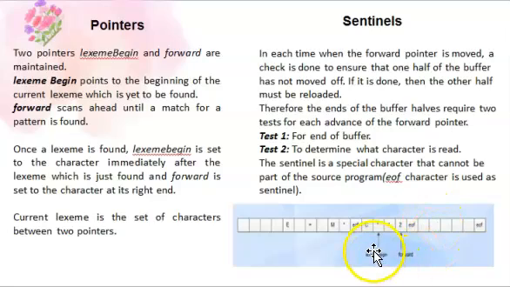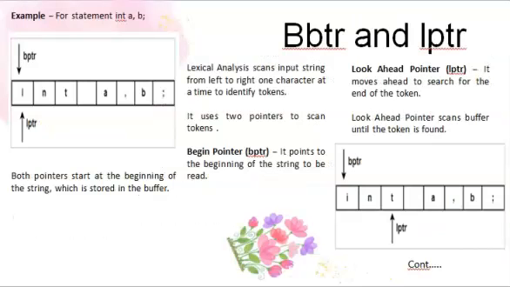That could be shown in this picture. And these are the begin and look ahead pointers. The begin pointer is the beginning of the string which is stored in the buffer, and the look ahead pointer moves ahead to search for the end of the token, which is shown in this image.